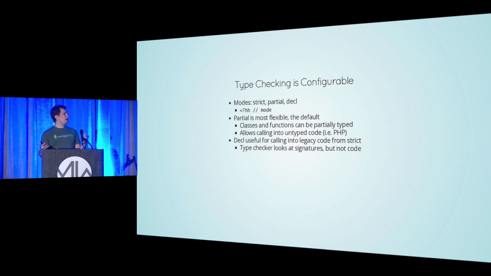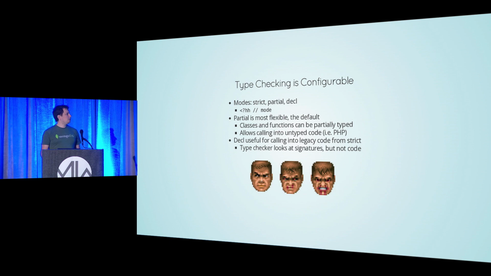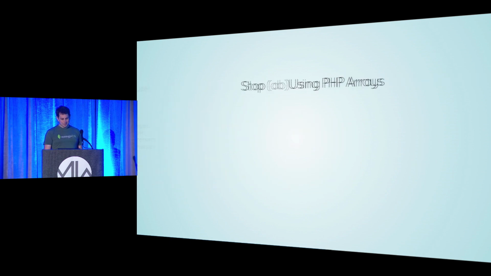If I don't have time to refactor this entire method, but I know it takes some string arguments and it returns a Boolean, that's all the information I'm going to provide, and that would be enough to satisfy some strict Hack code to interact with it. So basically it just turns off the validation inside of the legacy code. So depending on how aggressive you feel, you can choose a different mode.